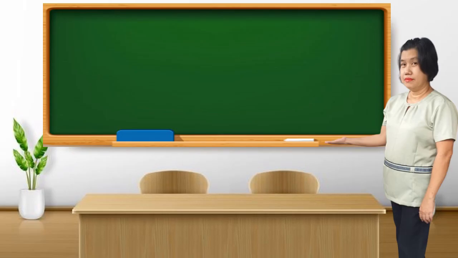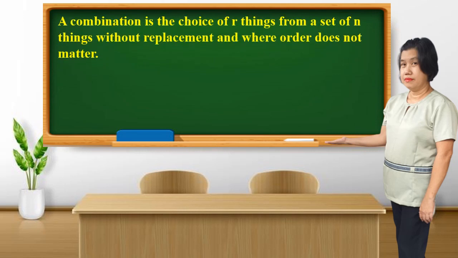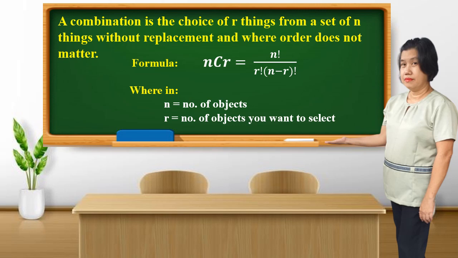In our previous video, we discussed the difference between a combination and permutation. In permutation, order does matter, while in combination, it is the choice of r things from a set of n things without replacement and when order does not matter. In formula, the combination of n objects taken r at a time is equal to n factorial over r factorial times the quantity n minus r factorial, wherein n is the number of objects and r is the number of objects you want to select.